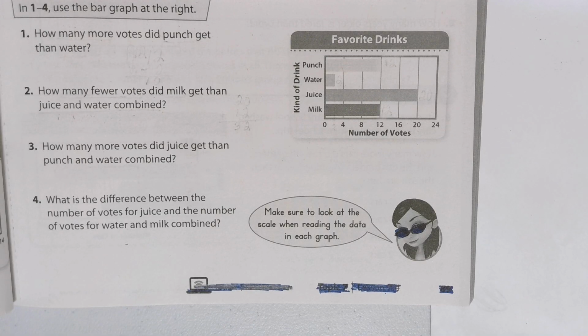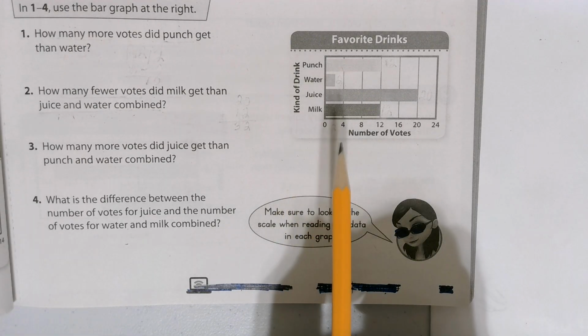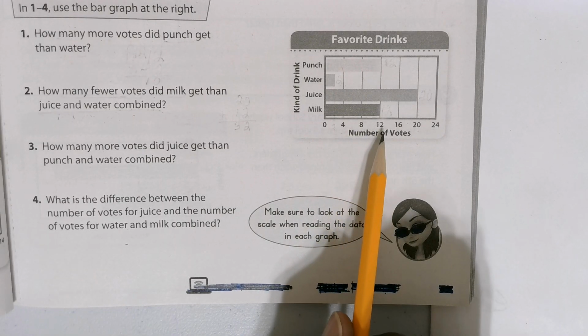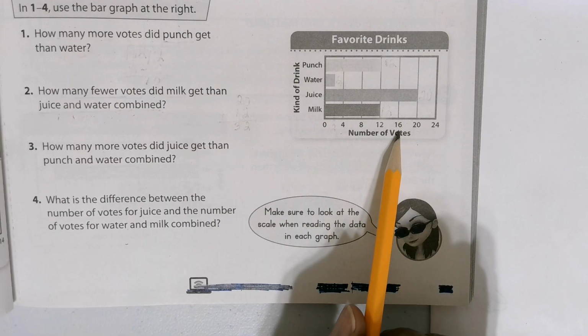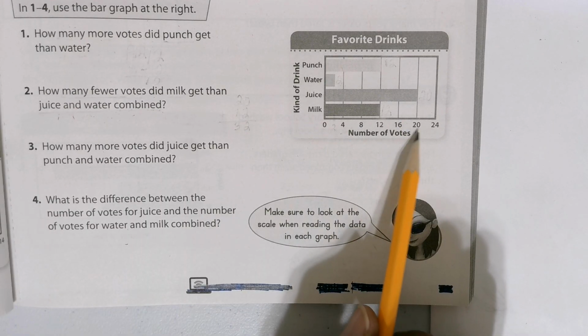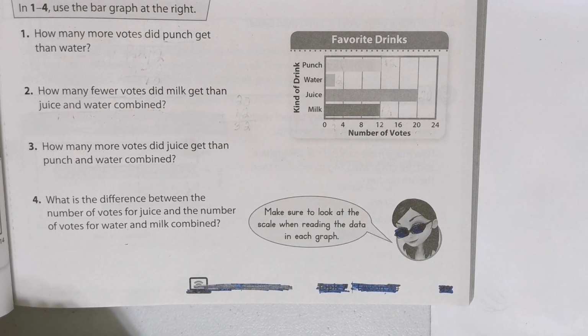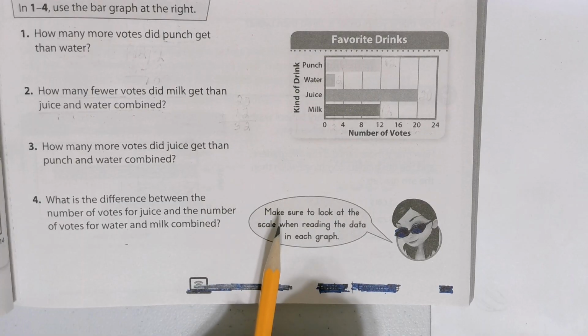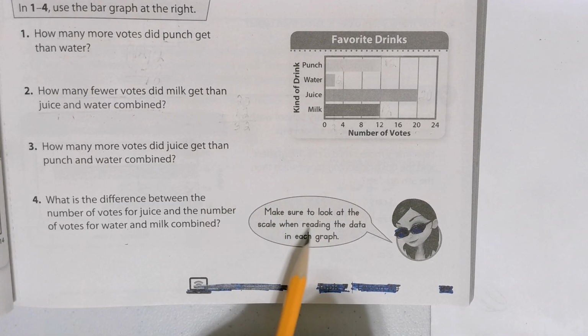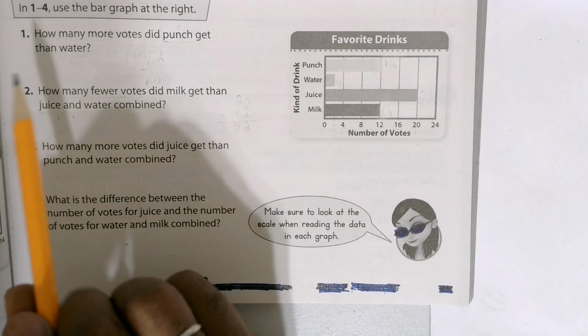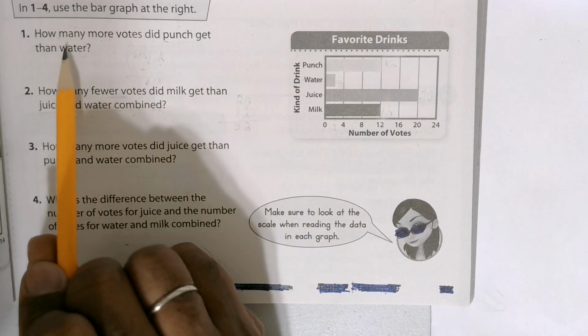That's right, boys and girls. They're going by fours. 4 times 1 is 4. 4 times 2 is 8. 4 times 3 is 12. 4 times 4 is 16. 4 times 5 is 20. And 4 times 6 is 24. And I want to emphasize something. This says make sure to look at the scale when reading the data in each group. Keep that in mind.